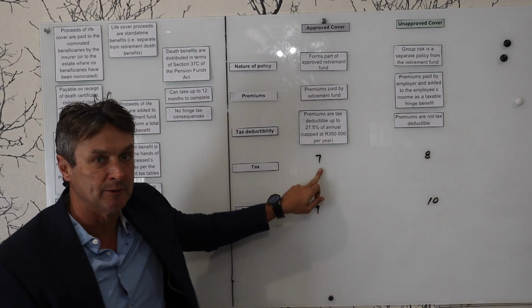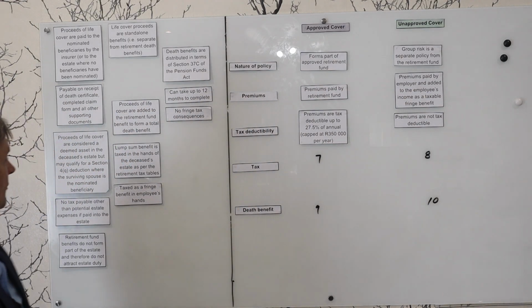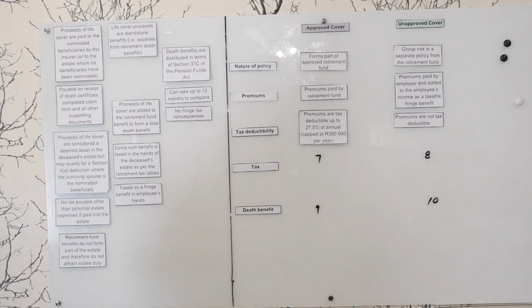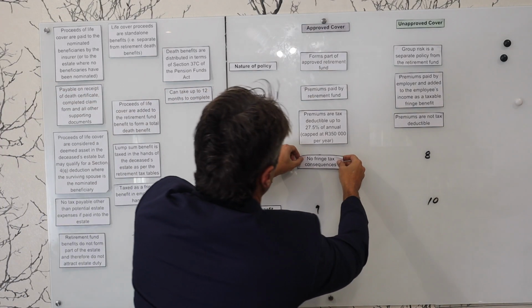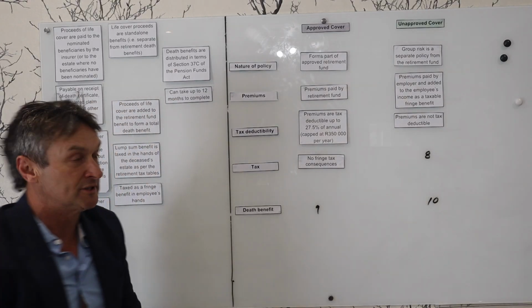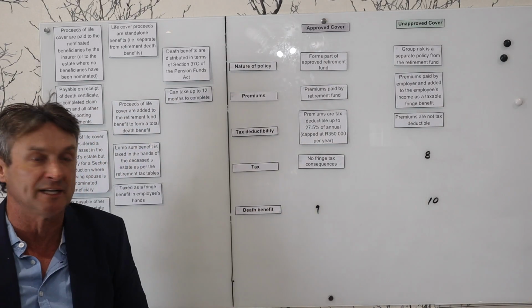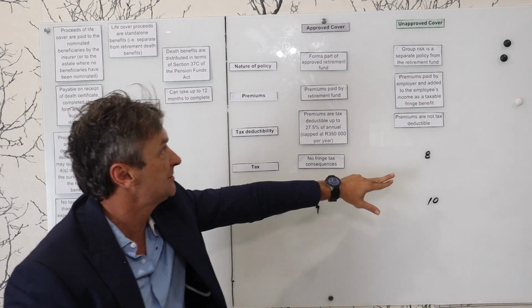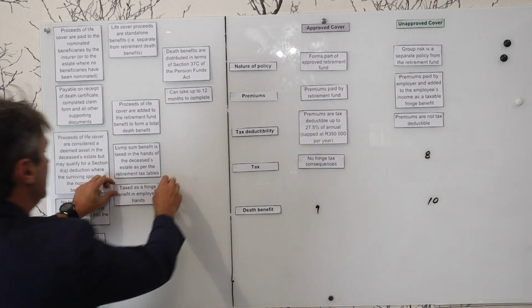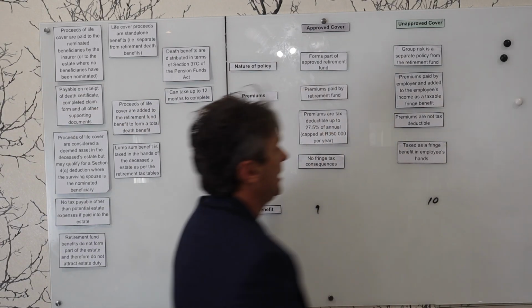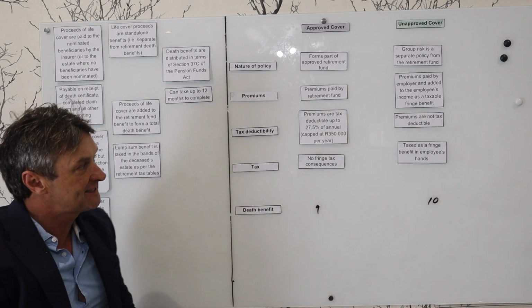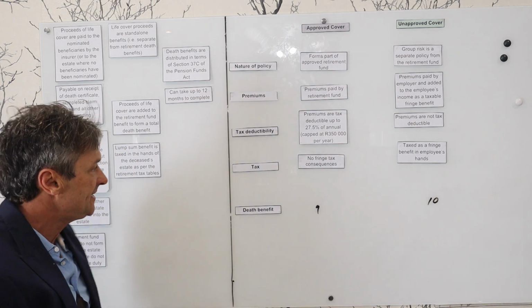Number 7 is when you talk about taxation, what happens to tax? There's no fringe benefit tax consequences on approved cover because it's part of the 27.5% contributions. What happens to tax under the unapproved cover? The member or the employee will pay fringe benefit tax. It will be added to his salary.